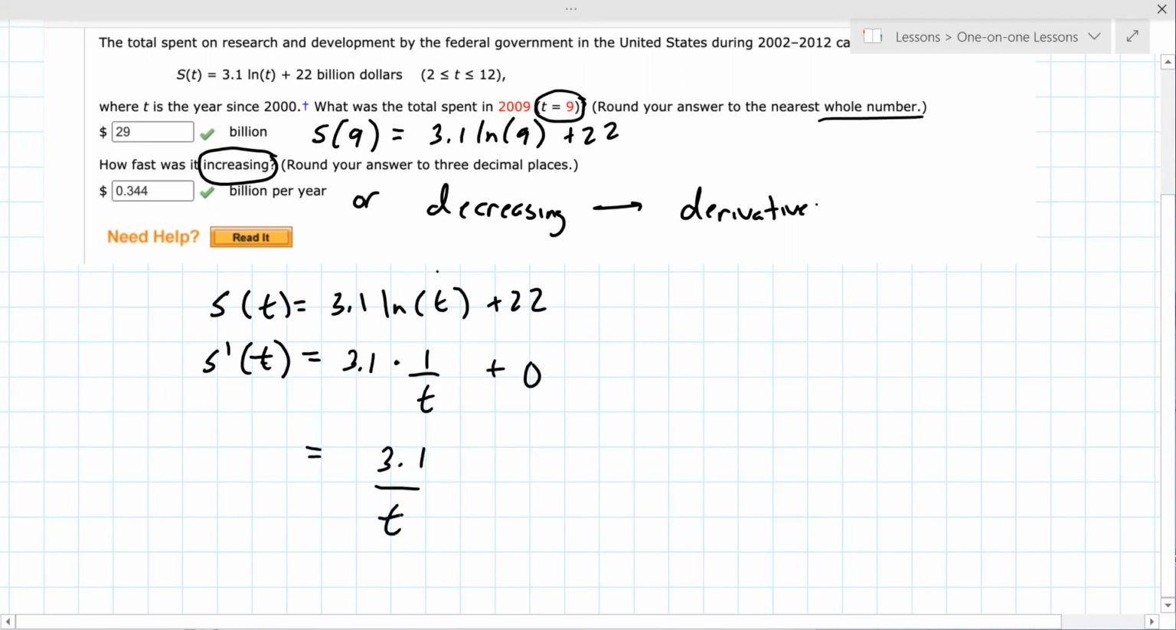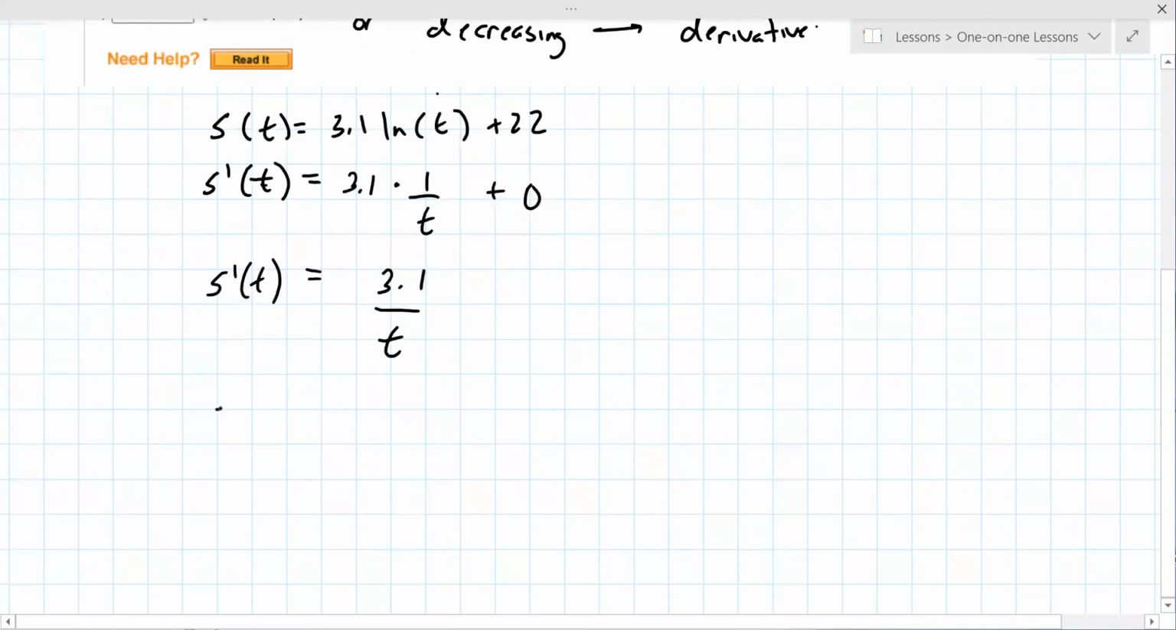And then when it says how fast was it increasing, it's referring to this year, which they probably could have made a little bit more clear. But they're asking you to find s prime of 9, which is 3.1 over 9, which is how you came up with that value that you entered in there. Okay.